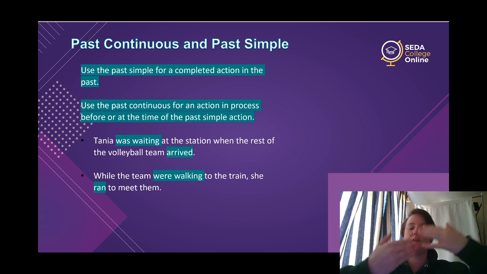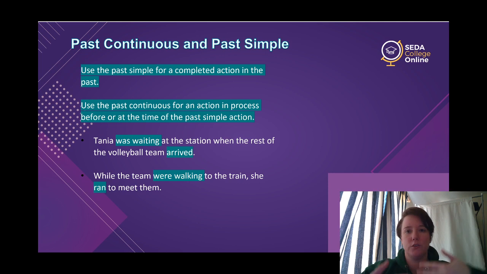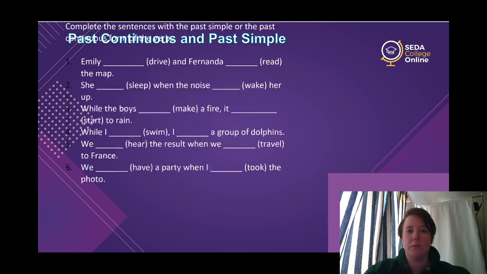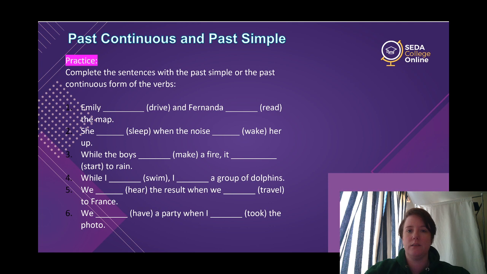Next one: while the team were walking to the train, she ran to meet them. So the continuous action is they were walking to the train. But she ran to them. So that's the completed action. She ran to meet them. Okay, so that's using the past continuous and past simple. Let's have a look. By doing this, you are practicing. There are some sentences here and I want you to practice these.